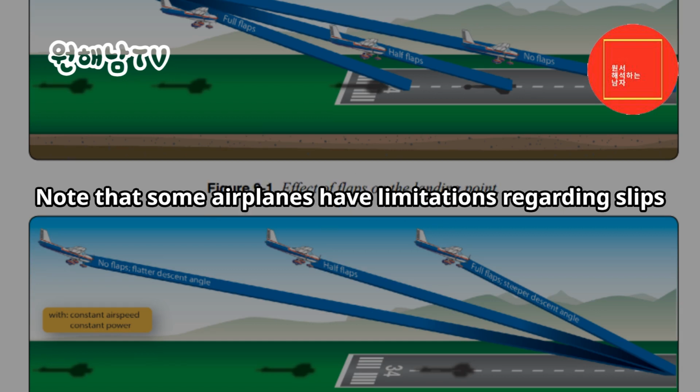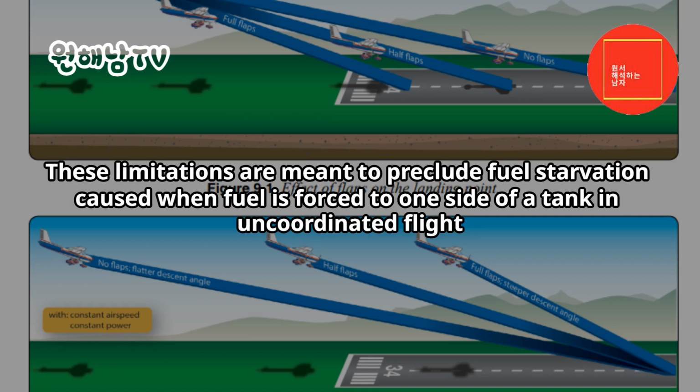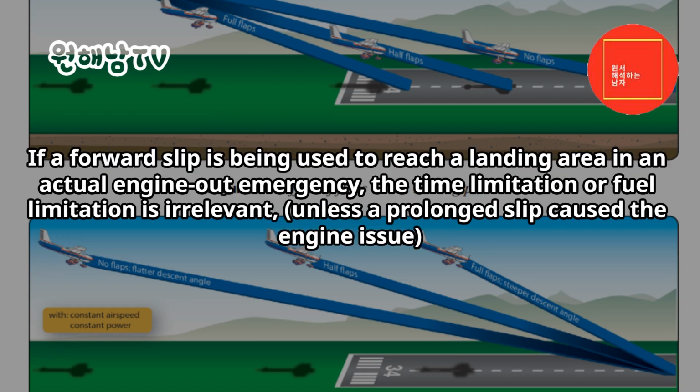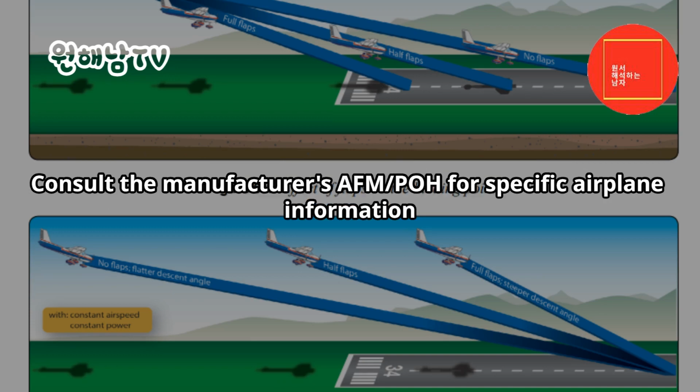Note that some airplanes have limitations regarding slips. In some cases, slips are limited in duration or by fuel quantity. These limitations are meant to preclude fuel starvation caused when fuel is forced to one side of a tank in uncoordinated flight. If a forward slip is being used to reach a landing area in an actual engine-out emergency, the time limitation or fuel limitation is irrelevant, unless a prolonged slip caused the engine issue. For aerodynamic reasons, there may also be recommendations or limitations related to slips with flaps extended. Consult the manufacturer's AFM/POH for specific airplane information.